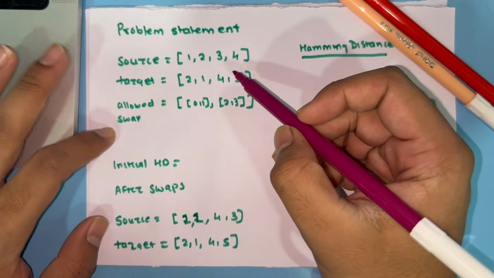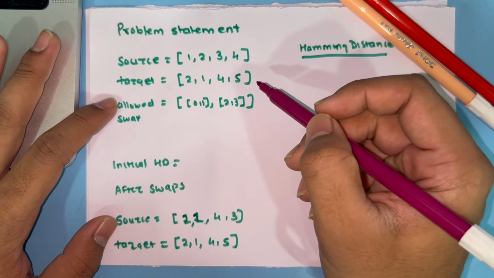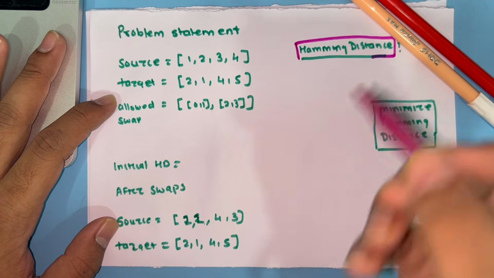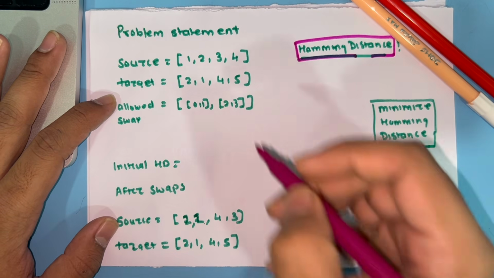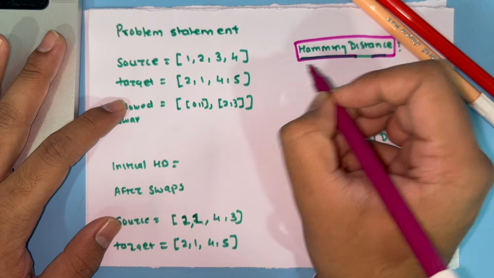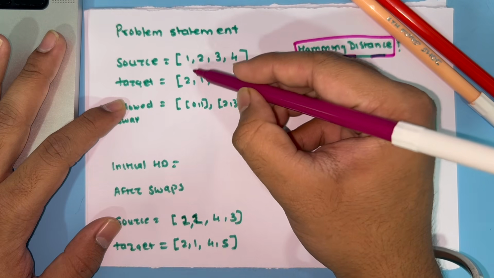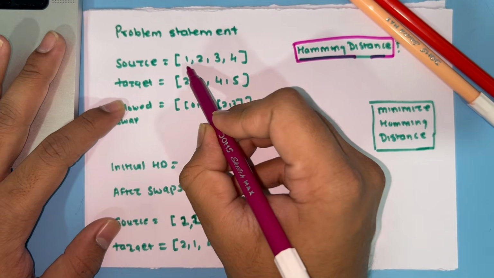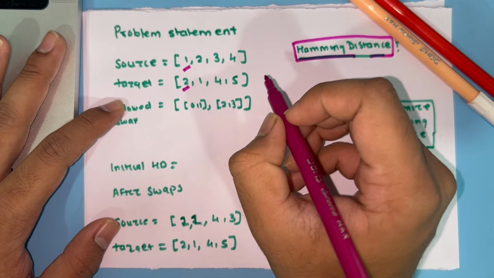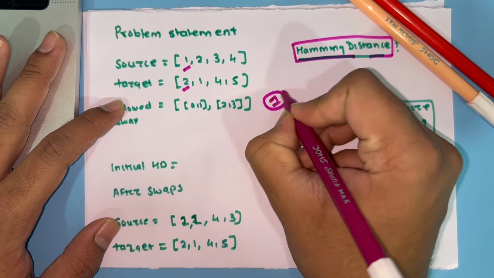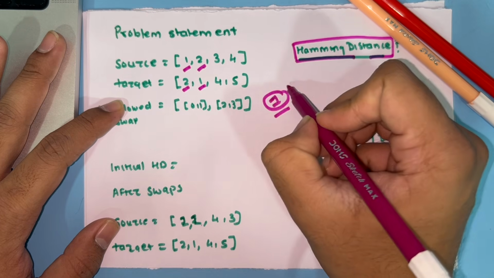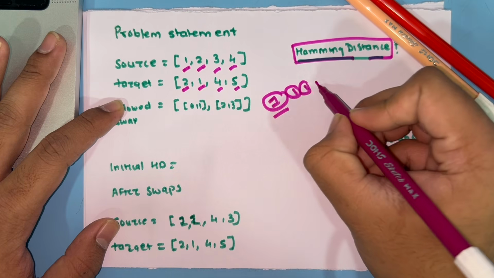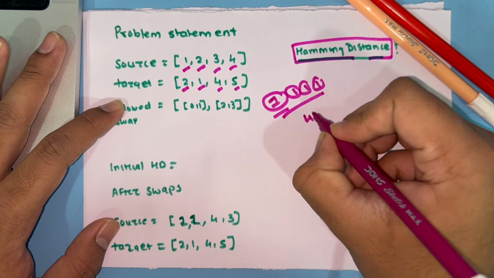We have been given a source array and a target array, and the lengths of both are equal, and an allowed swaps array. And what we need to do is calculate the Hamming distance. So what is the definition of this Hamming distance? We need to calculate the total positions where the elements at source and target differ. For example, 1 and 2 here differ at the 0th position, so they will contribute 1 to the Hamming distance. Similarly, 2 and 1 is differing, so they will contribute 1. 3 and 4 is differing, they will contribute 1. 4 and 5 is differing, they will contribute 1. So the total Hamming distance is 4.